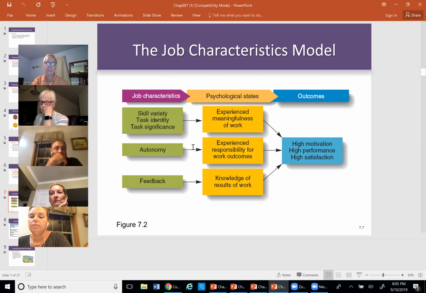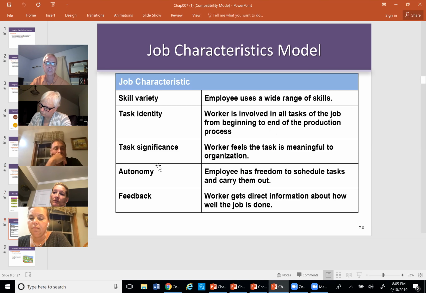The job characteristics model, this is a good one to keep handy if you're ever going to design a job for a new employee. Things that lead to higher motivation, higher performance, higher satisfaction are skill variety, task identity, task significance, autonomy, and feedback. And we'll look at those. I think I have definitions for those real quickly. So skill variety: employees use a wide range of skills. That one's kind of obvious. People like to be able to use more of their skills.